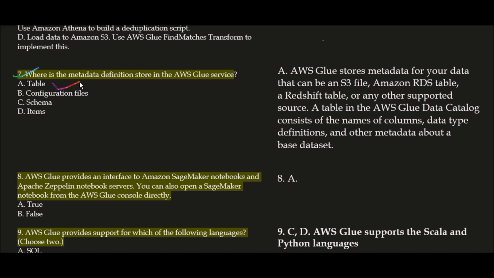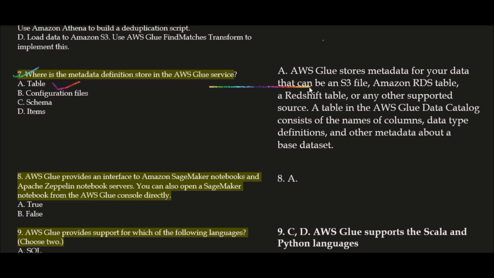AWS Glue stores metadata for your data that can be an S3 file, Amazon RDS table, a Redshift table, or any other supported source. And a table in the AWS Glue Data Catalog consists of the name of columns, data type definitions, and other metadata about a base data set. Okay, so table is the metadata definition stored in the AWS Glue service.